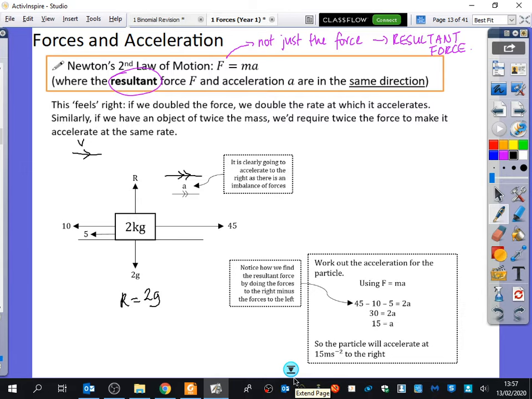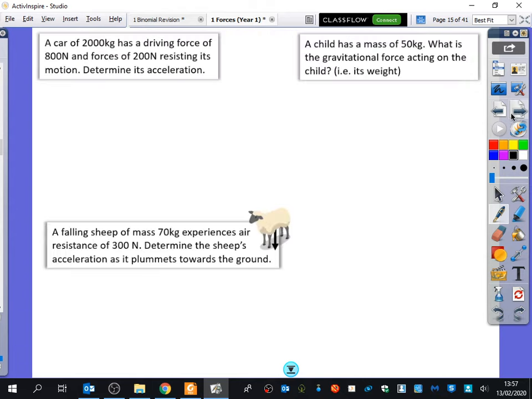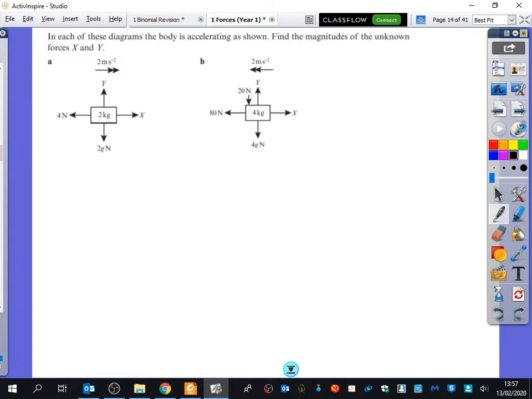We're just combining what we did last lesson now with the fact that something is going to accelerate to the right. So I've got a few examples that I'm going to do here, and then you're going to do some practice. So this one here, I'll do this first one. You can try this second one in a second. It's accelerating at 2 meters per second squared to the right. And in each of these diagrams, we want to find the magnitudes of the unknown forces x and y.